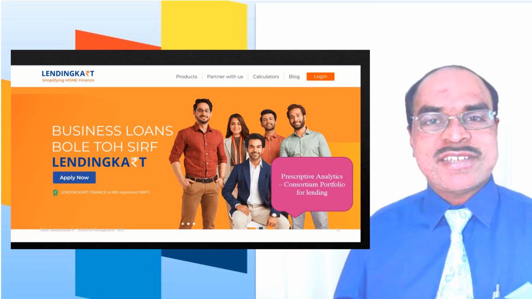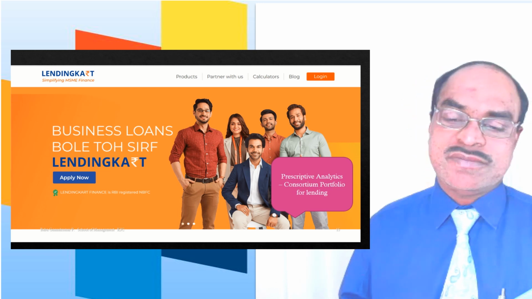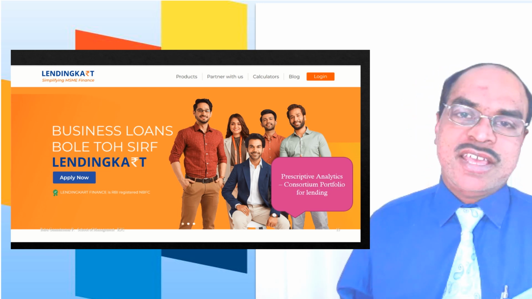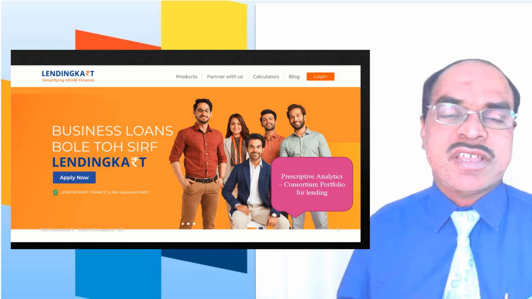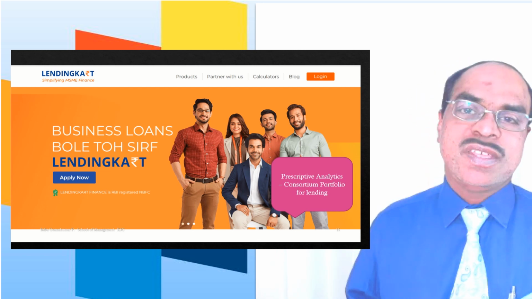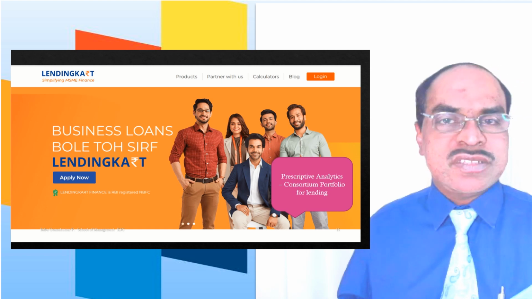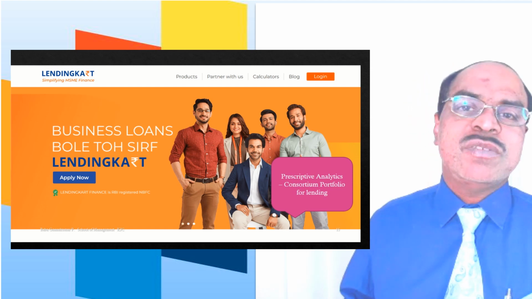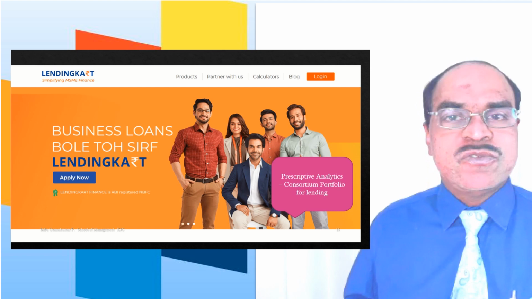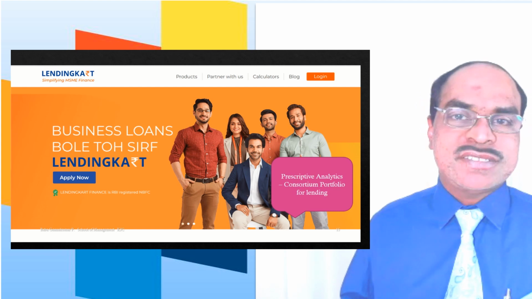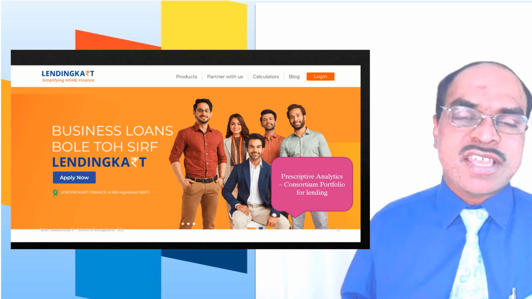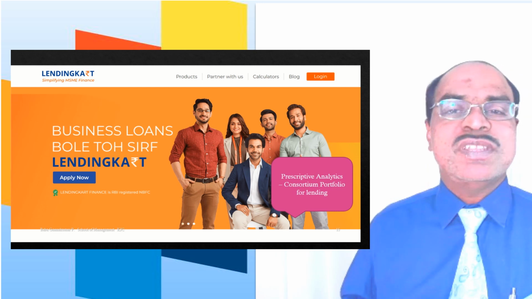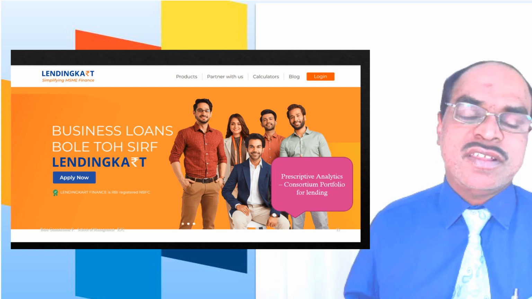Then another interesting one is Lending Kart, and they are very good at portfolio lending. Portfolio lending means consortium lending. If they do not have money, they need not worry. The lending will be taken from different financiers, maybe banks or individuals. A group of persons can be identified, and from them they are ready to provide lending.